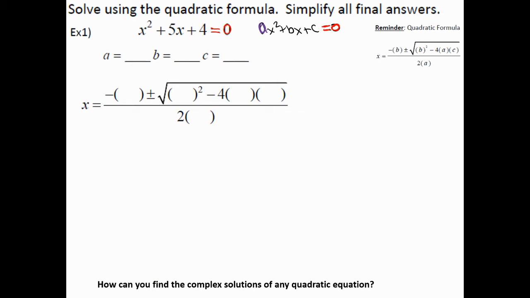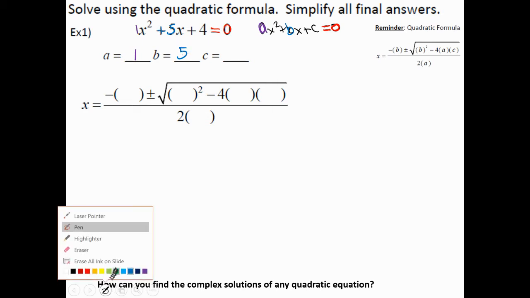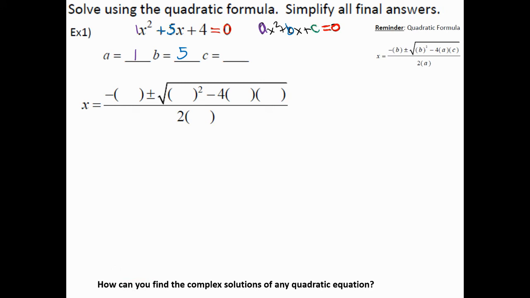Okay, so we're going to go ahead and just say what our a is. Remember, your a is the number in front of the x squared, and we know there's a 1 there. Our b is the number in front of the plain x, and so it's going to be 5. Make sure you look at your signs. This is a positive, so we know this is going to be a positive 5, but if it happened to be a negative, you would make sure you put a negative there. And then our c is going to be 4.